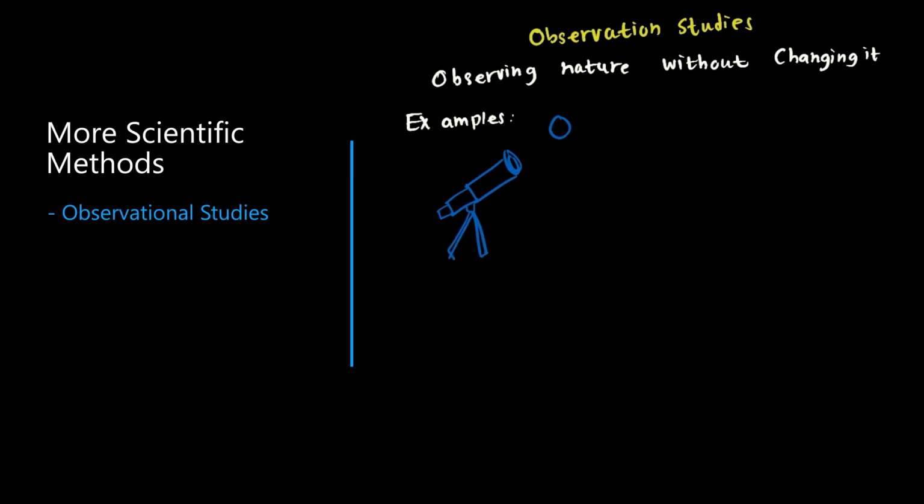Galileo's discovery of Jupiter's moons in 1608, using one of the first telescopes, was a landmark observational study that changed our view of the universe. He didn't manipulate Jupiter, he simply observed it.